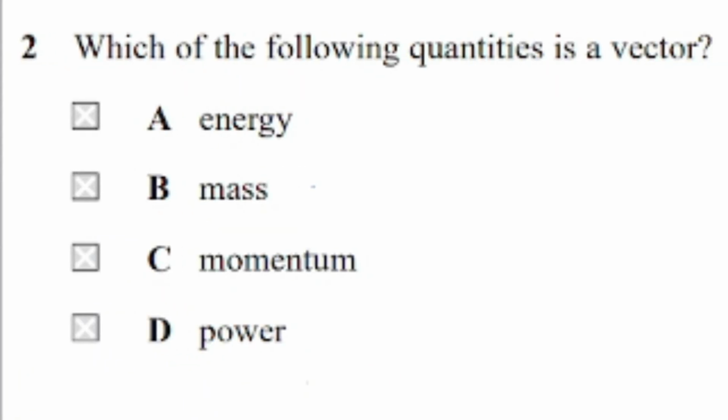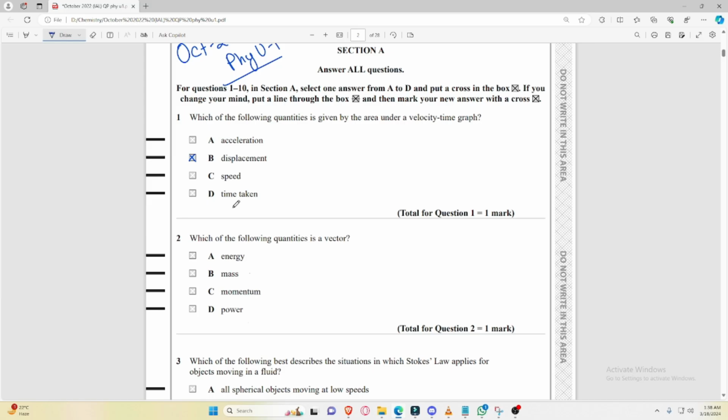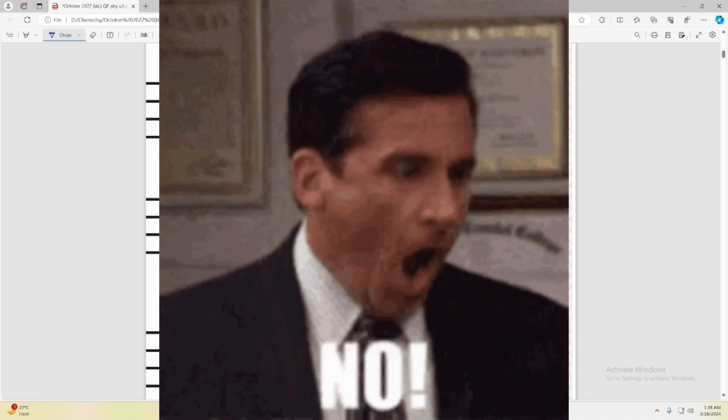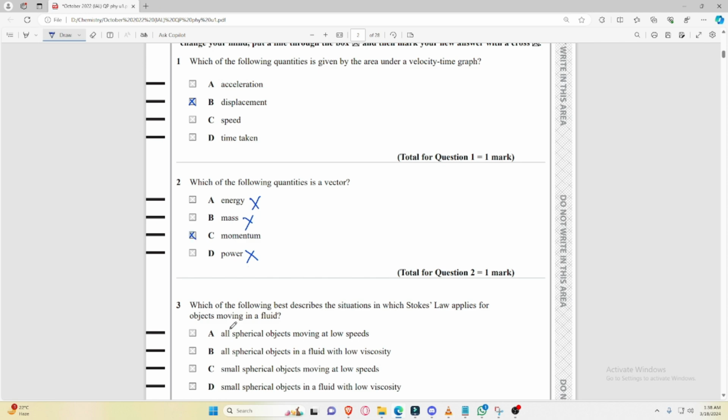Okay, next question. Which of the following quantity is a vector? Wow, very nice question. Energy is a vector. Oh, mass is a vector. Power is a vector. No. Momentum is the only vector here.